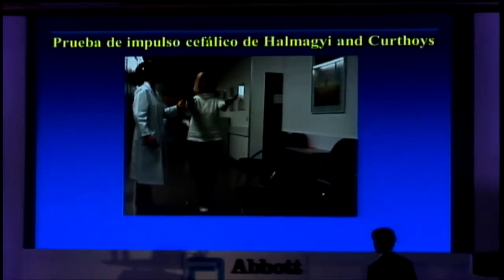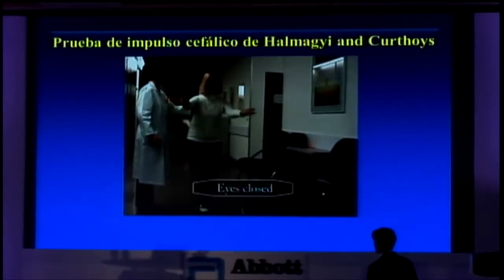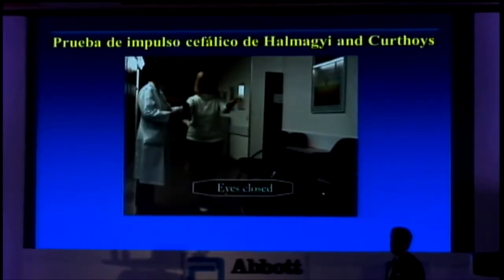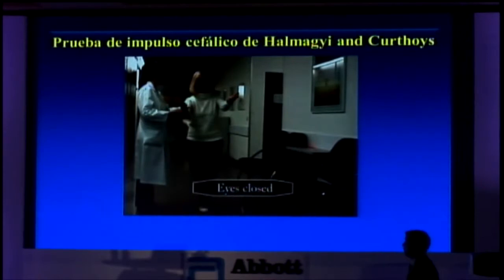There's another test which is helpful, and this is the Romberg with the eyes open and the eyes closed. With the eyes closed, in the tandem Romberg, the patients have an increased sway with a risk to fall. So if you have these findings, you can be quite sure about the diagnosis.